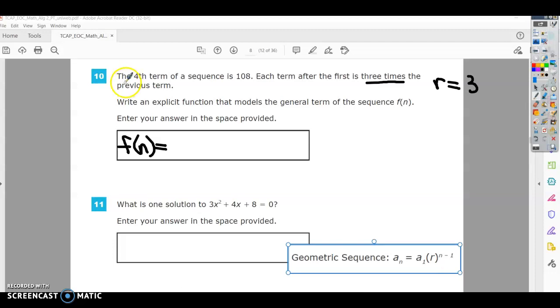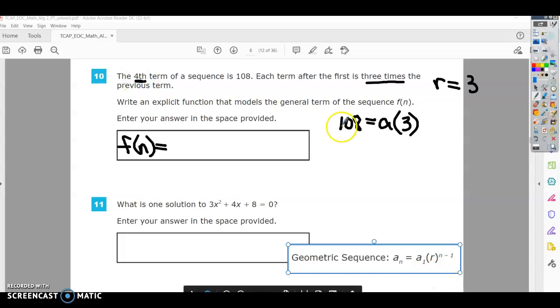All right, so it gives us 2 pieces of information. The fourth term is 108. So a sub n, we can say a sub n is 108 equals our first term times our r, which is 3, and that's raised to the n minus 1. Now, our fourth term we know is 108. So since we're plugging in 108 here, we're going to put in the 4 here.